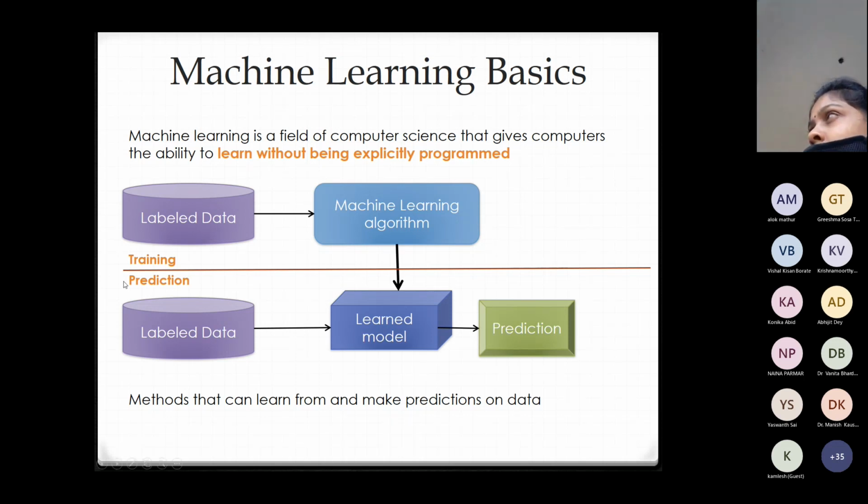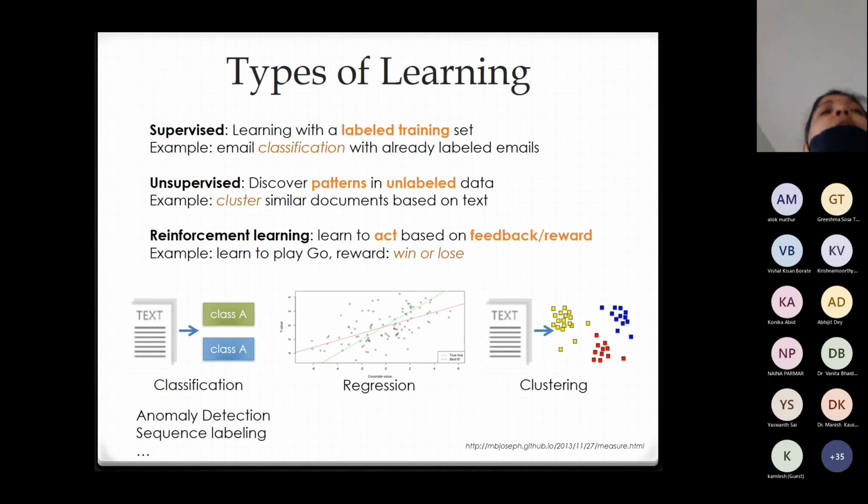It is a method that can learn from data to make predictions on its own data, okay? So this is the simple mechanism of machine learning. Now we can talk about the types of learning. How many types of learning are there? There are three types of learning: supervised learning, unsupervised learning, and reinforcement learning. These are the different classifications of learning.